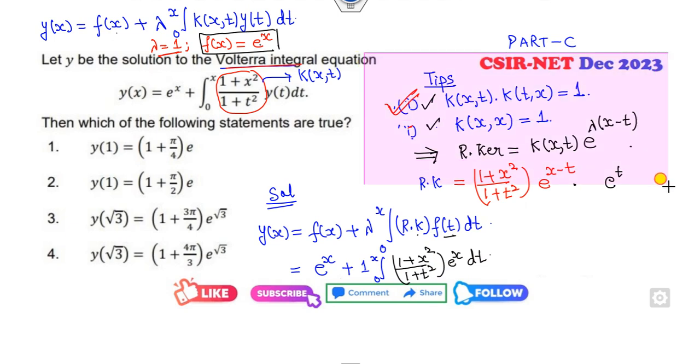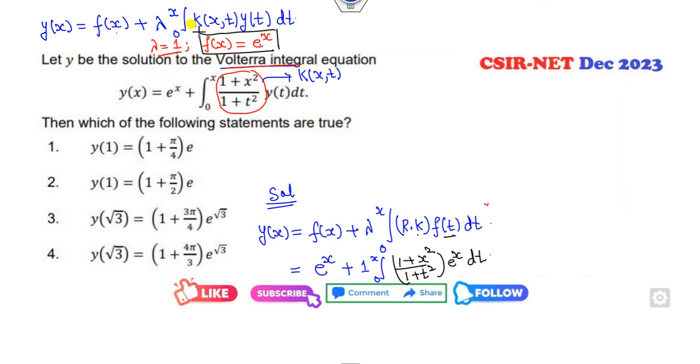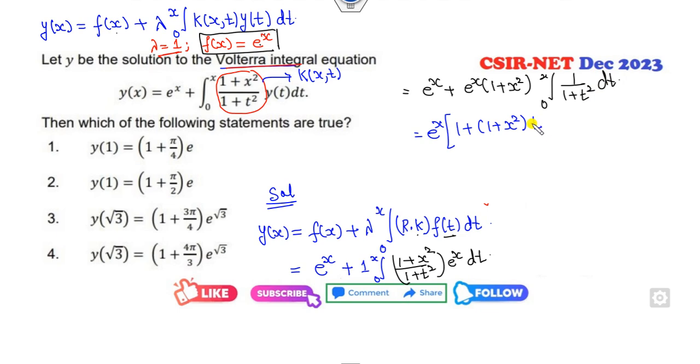Fine. So now I can write the rest of the part here. It will be e raised to power x. Again e raised to power x is common, 1 plus x square is common. So the inside part is the integral from 0 to x of 1 over 1 plus t square. What is the integration of this? I can take e raised to power x again common, 1 plus x square, tan inverse of t. If I substitute here, it will be tan inverse x.